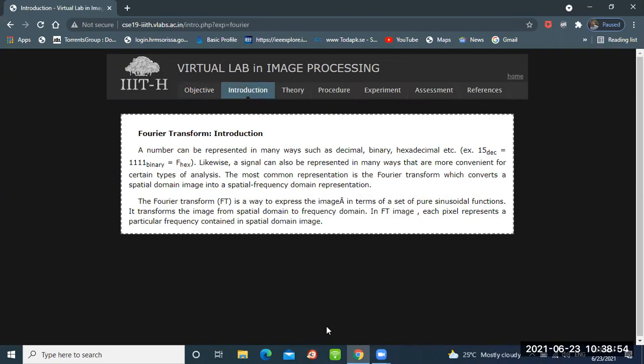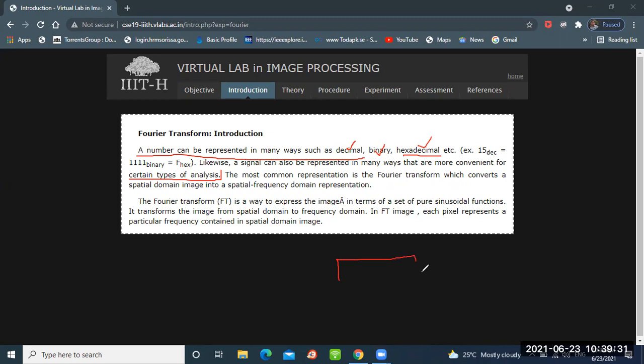Let us understand the theory of Fourier transformation first. As I said, a number can be represented in many ways, such as in decimal format, binary format, or hexadecimal format. Similarly, a signal can also be represented in many ways that are more convenient for certain types of analysis. So the question arises: why do we need to transform a signal from one particular domain to another?